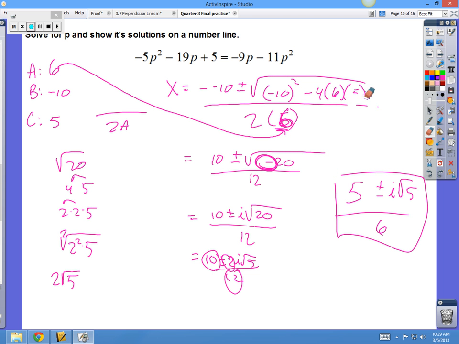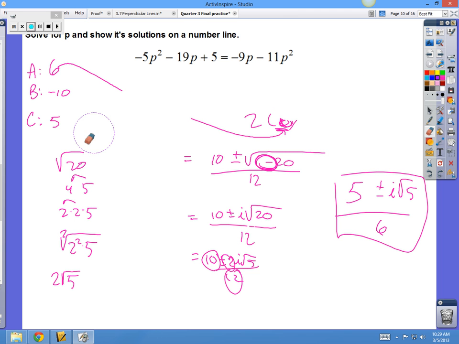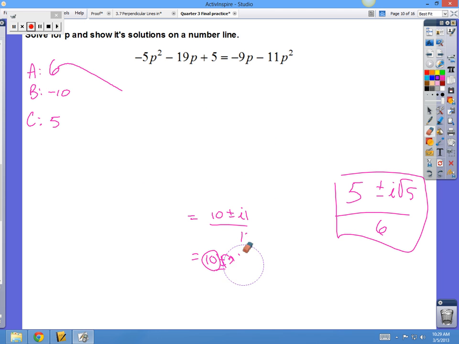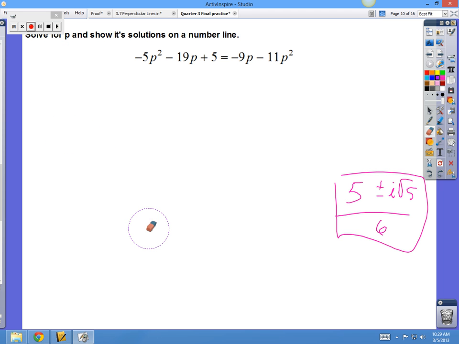Okay, now the interesting part. Show this on a number line. And I cannot test you on this because we've never talked about it, but this is a pretty cool concept to grasp, so let's do it for fun. And then maybe we'll test you later.